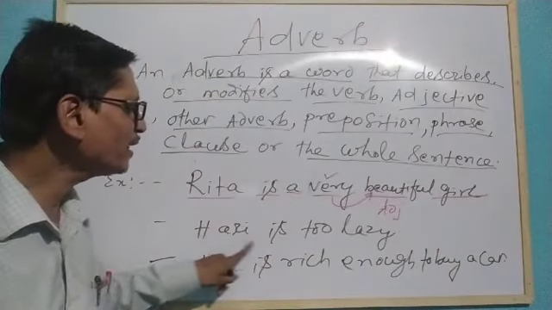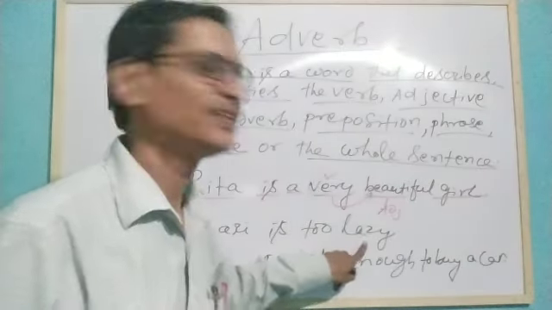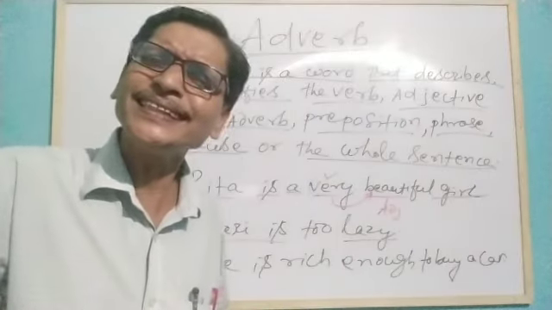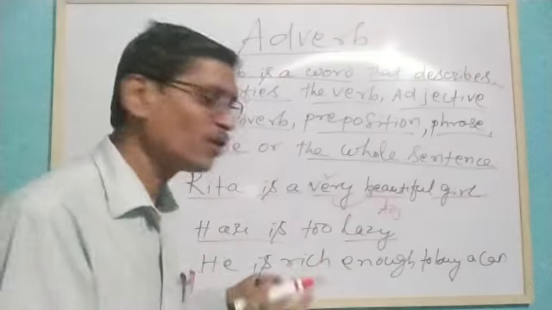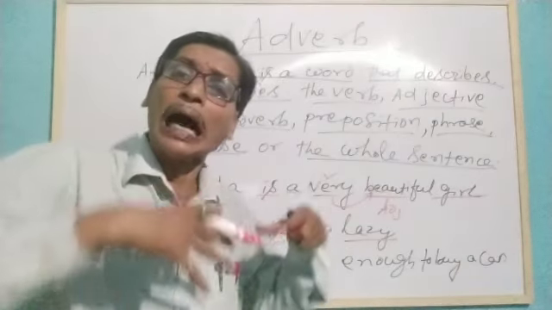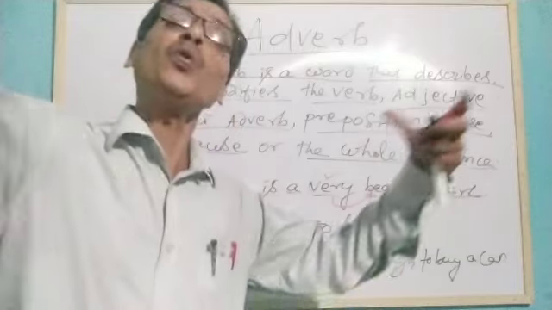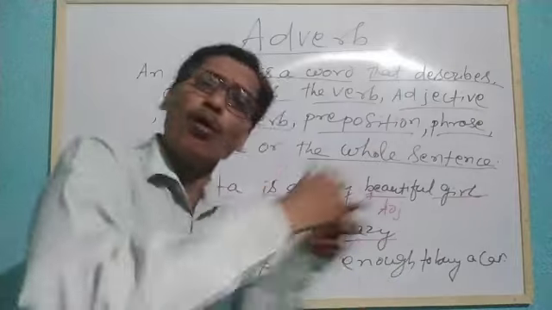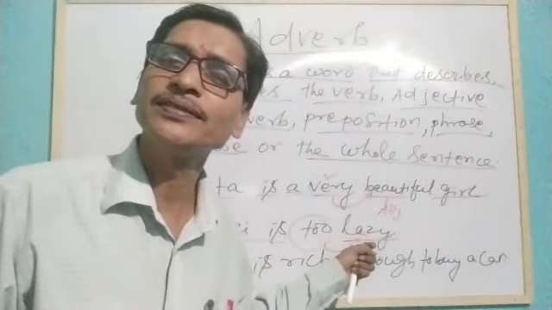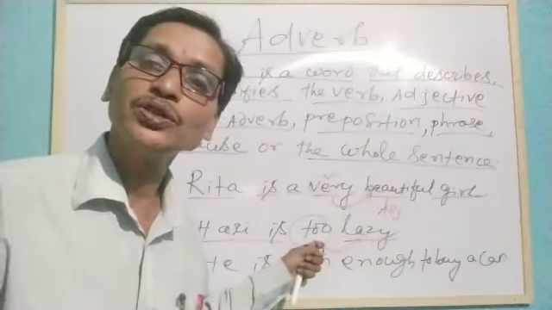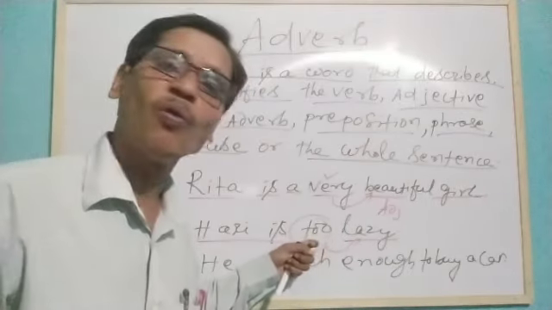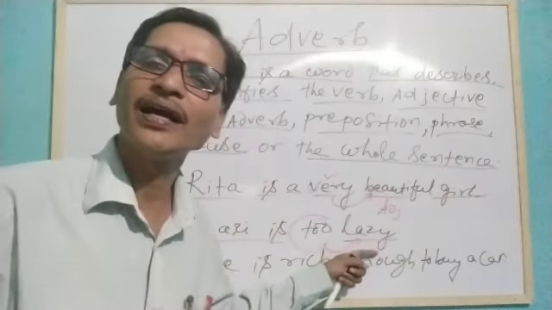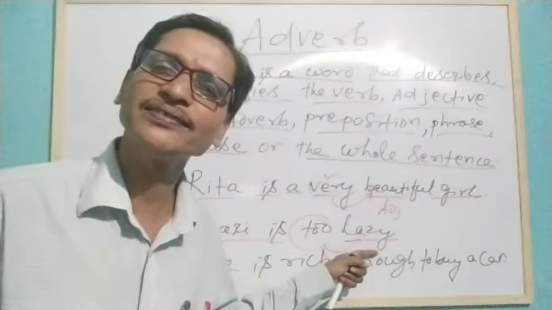Next you see: Hari is too lazy. Here, Hari is lazy. Lazy is itself an adjective. So when we want to enhance its meaning, we say too lazy. That means this too is enhancing the meaning of this adjective and functioning as an adverb. So here you understood that adverbs also enhance the meaning of adjectives in our sentences.